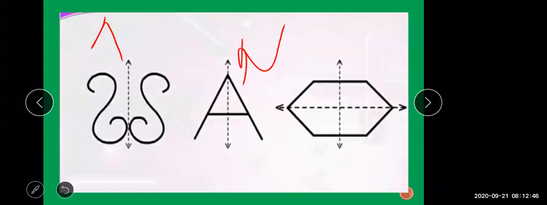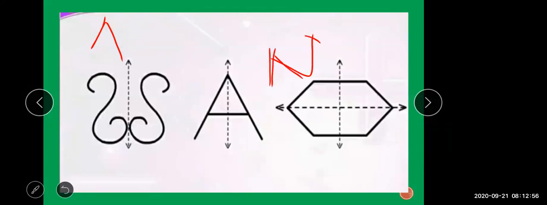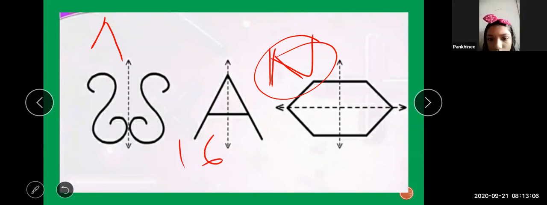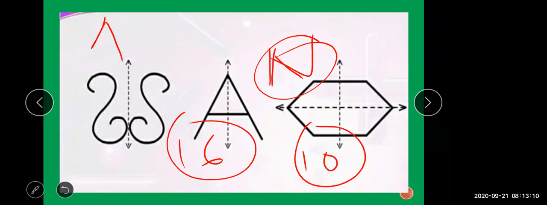Is N, capital N, a symmetrical figure? No, sir. Sorry, yes. N is not the symmetrical figure. This means that actually 16 are symmetrical figures and 10 of the alphabets are not symmetrical figures. Okay, and we already learned this in the previous lecture.